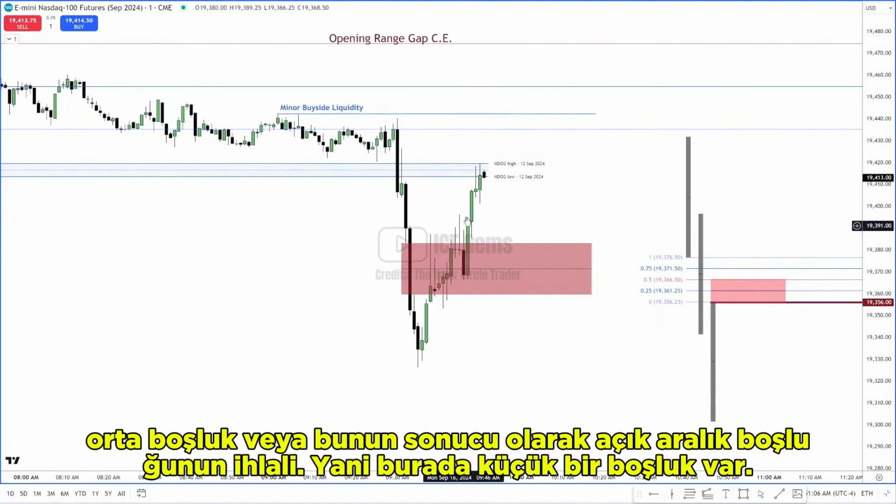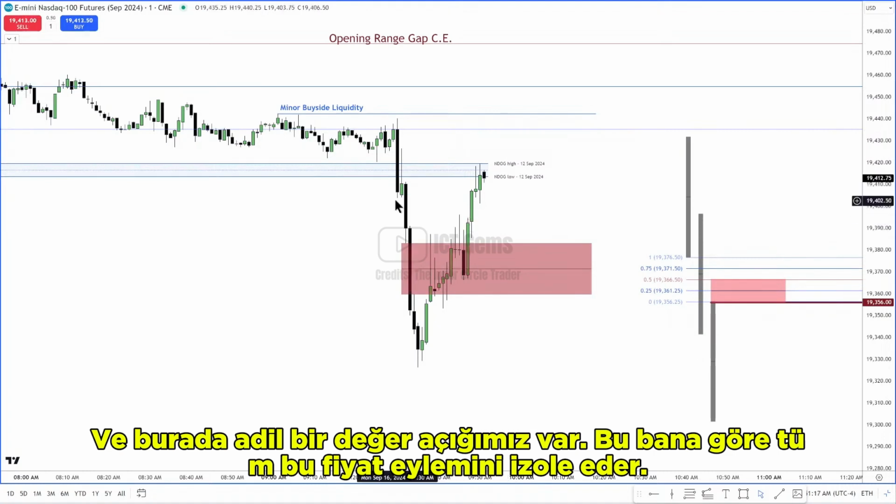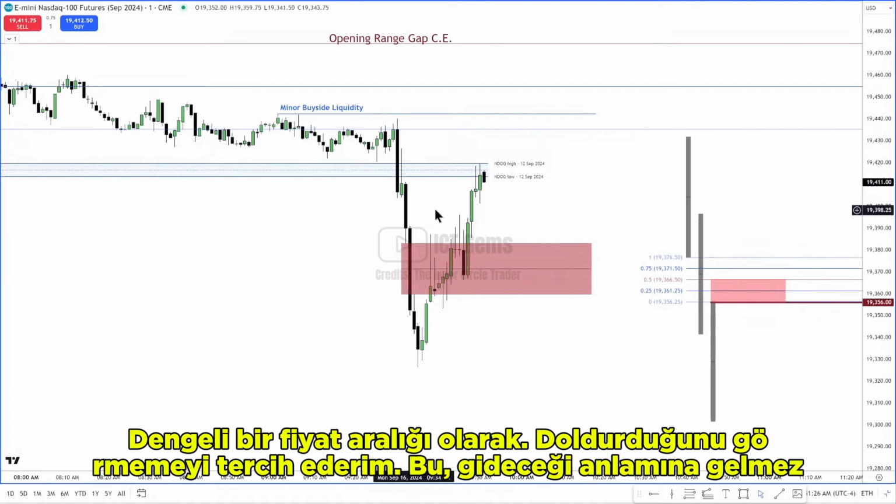So we have a small little gap in here. Notice it's over here. It's the same thing, just going lower. So we have a fair value gap there, and we have a fair value gap right there. This, to me, isolates all this price action. So I view this as a balanced price range. I would prefer it not to see that fill in.